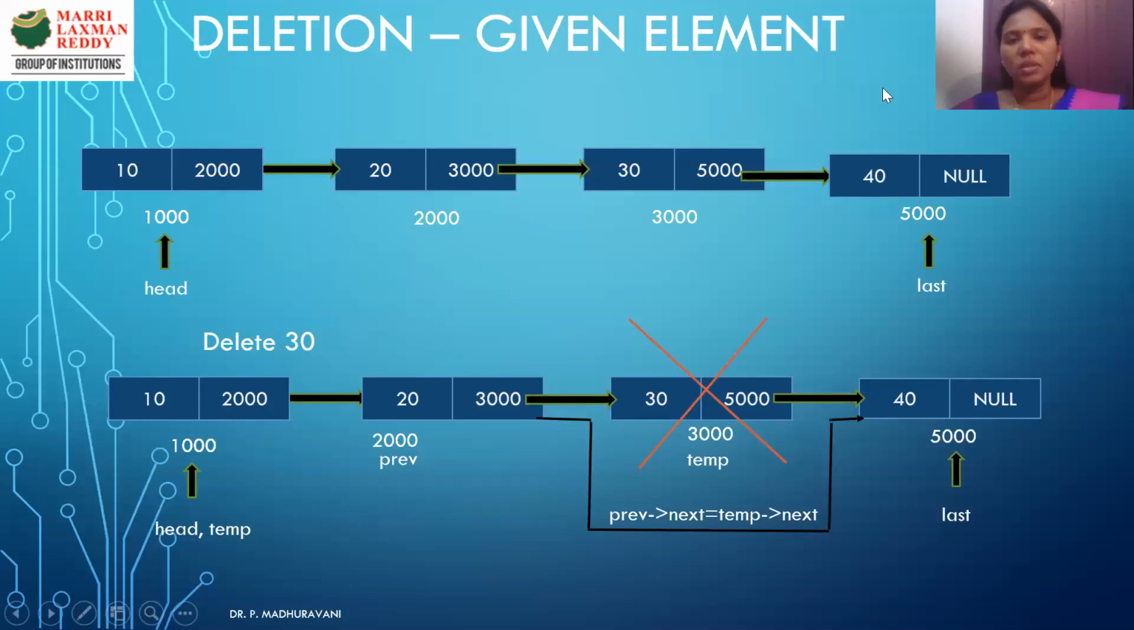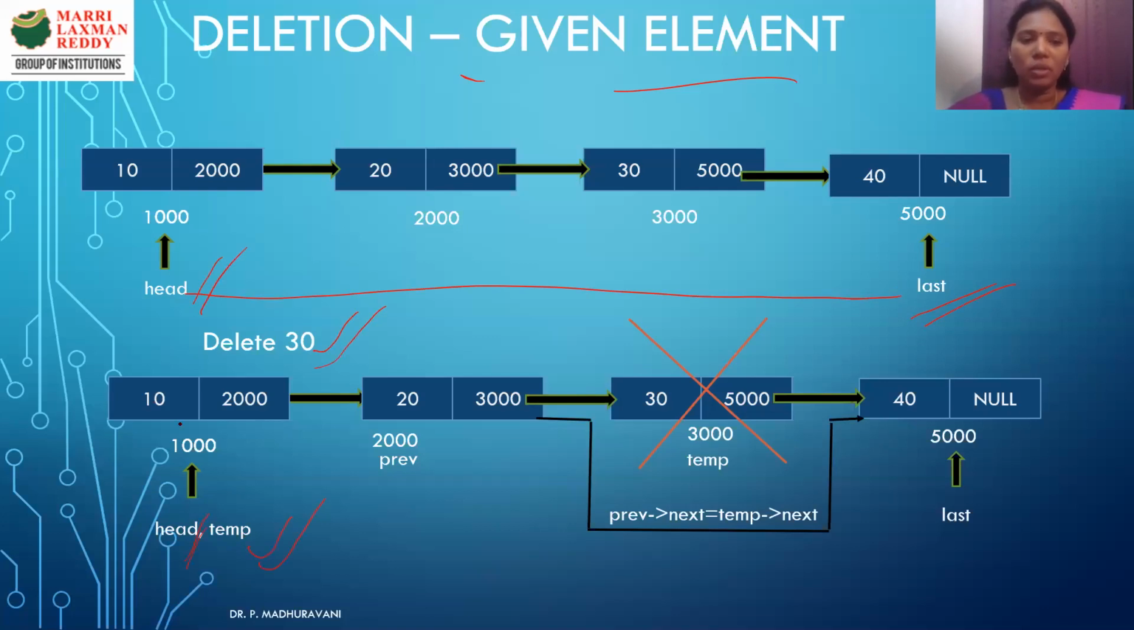Now let us discuss the removal of any given element. Take an example of a linked list of 4 nodes. First node as head node, the last node as last. Suppose we delete an element 30. For that, you need to make a search to find the element 30, starting from the first node. This kind of search we can do only with the help of the temporary pointer, because you need to search the data value of each and every node.